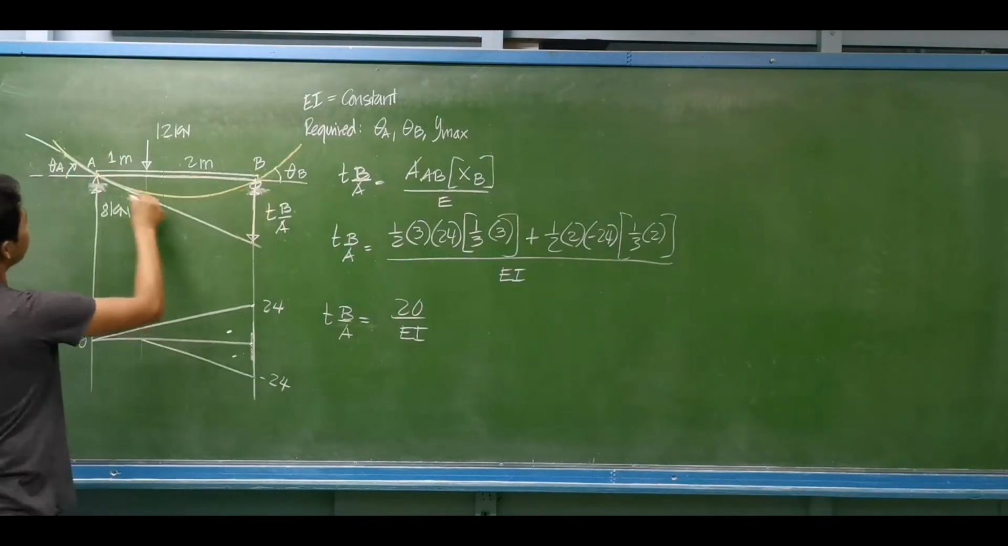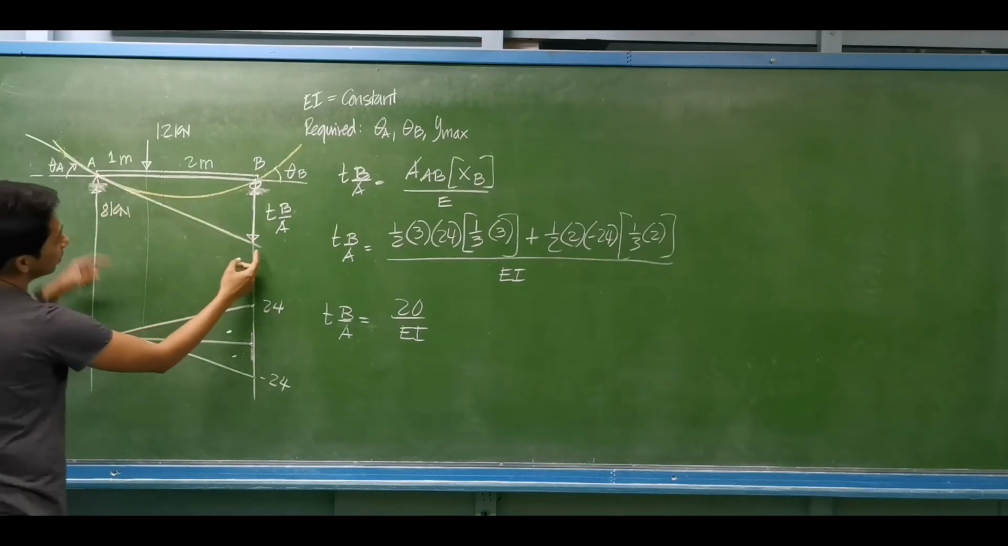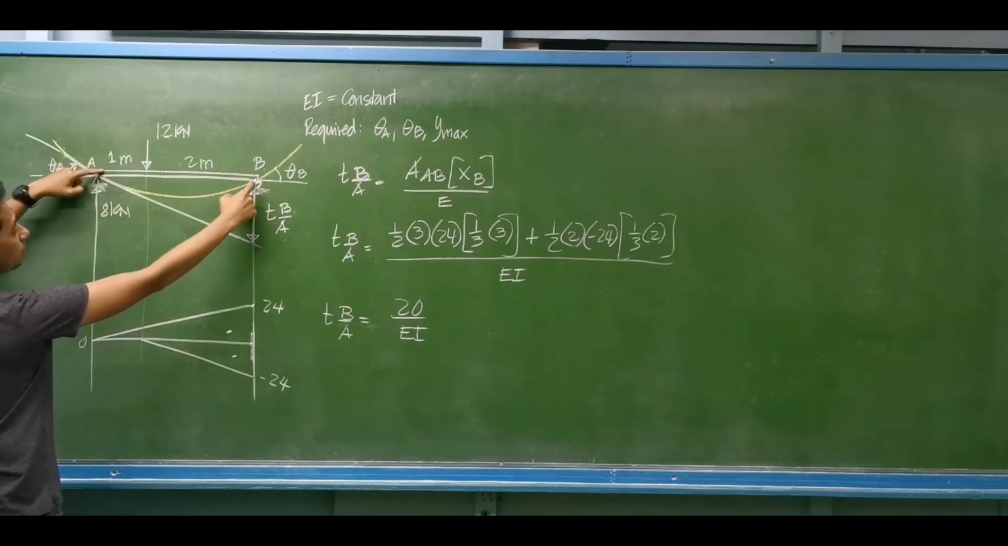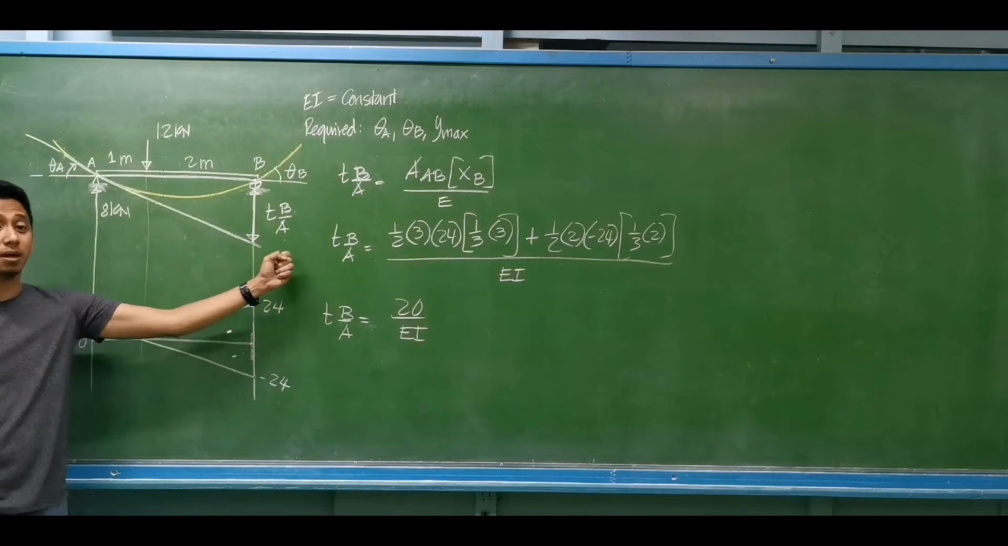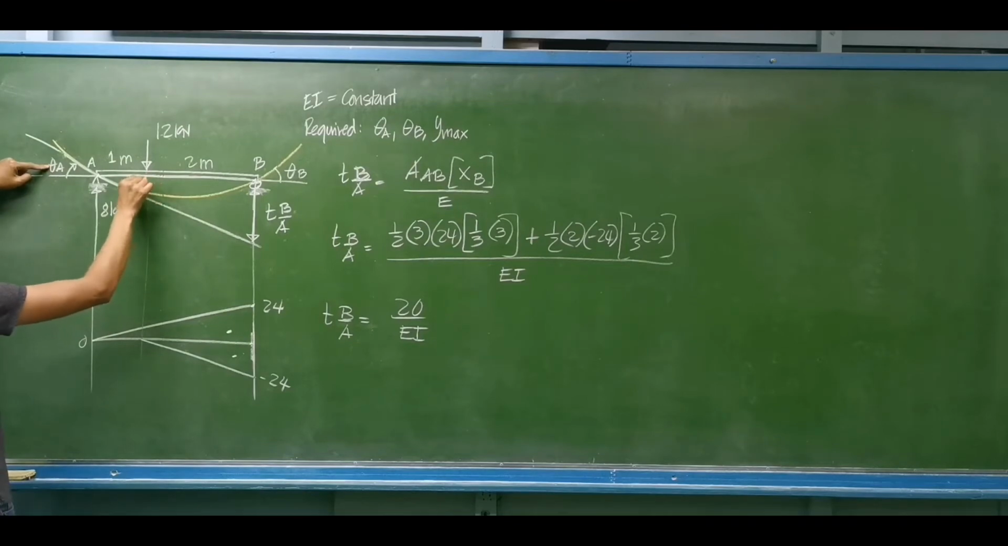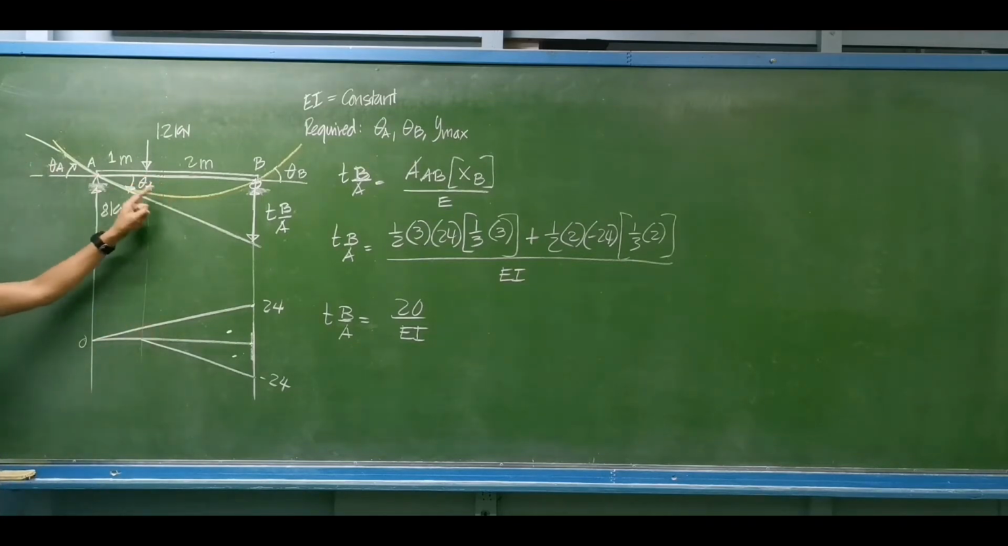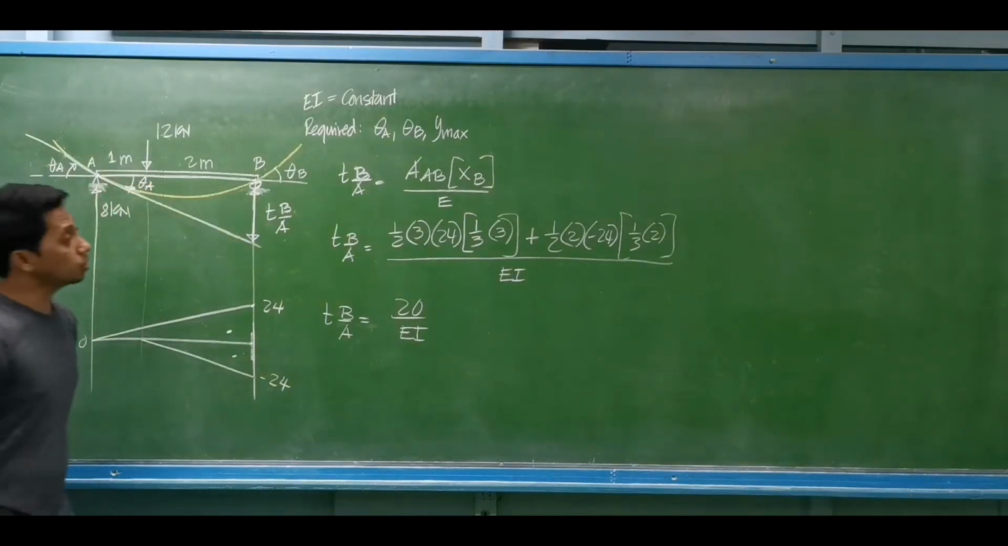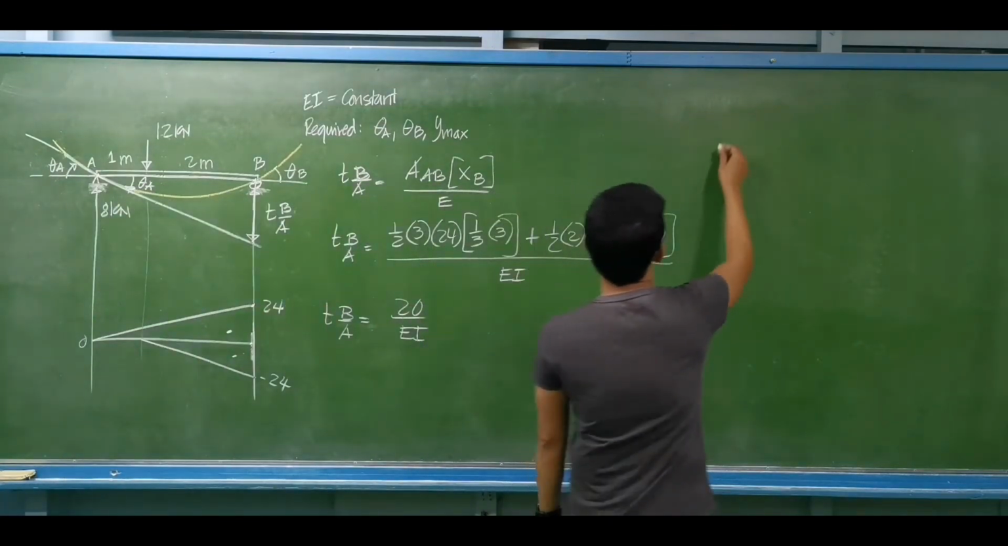This triangle is composed by the tangent line, the length of the beam, and the deviation from A to B. If you observe this angle, if this is theta A, this is the same as theta sub A. These are vertical angles. So we can use the function of tangent.